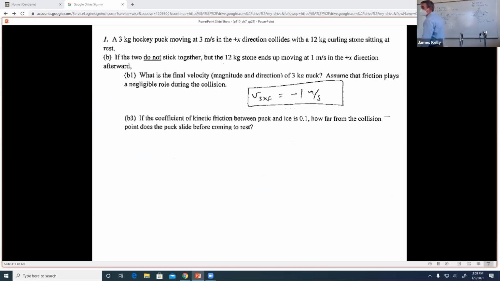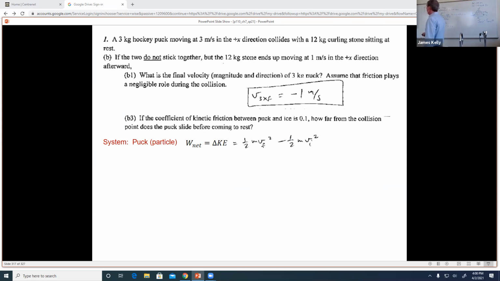And let's just finish up with this question here in the last minute. If the coefficient of kinetic friction between puck and ice is 0.1, how far from the collision point does the puck slide before coming to rest? This is just an old-fashioned problem here. I know the initial velocity. I want to know the delta x. So one way to do it is with the work kinetic energy theorem. We could also do kinematics and find out what a is. Well, no, I guess we don't have enough information to do kinematics here, but the work kinetic energy theorem works.